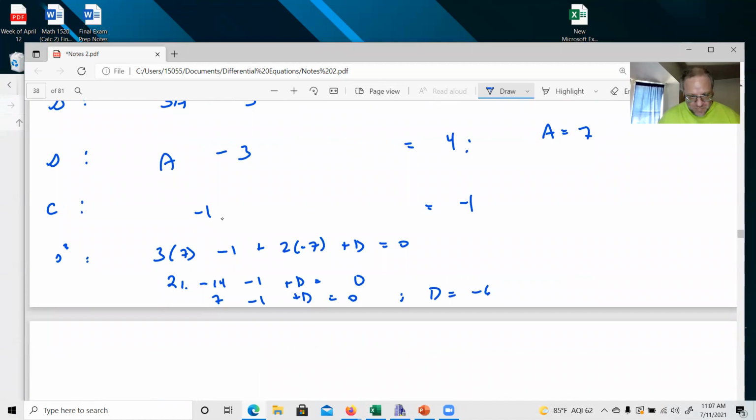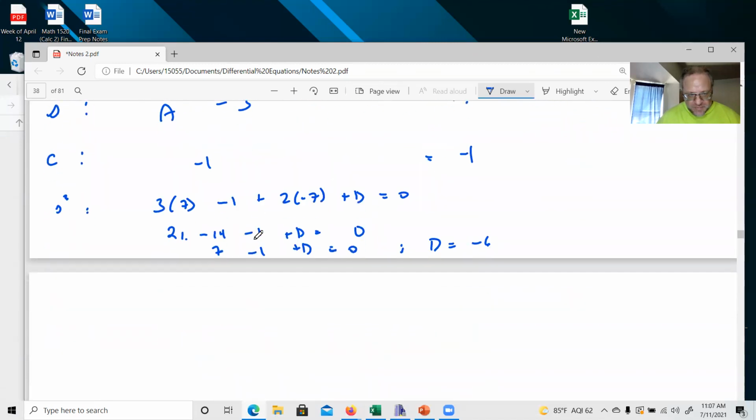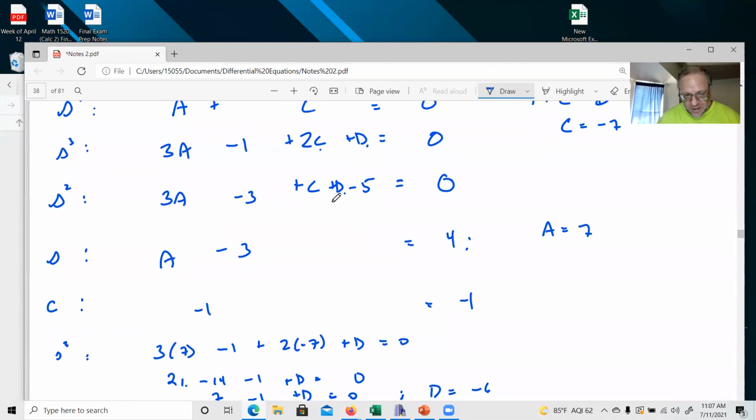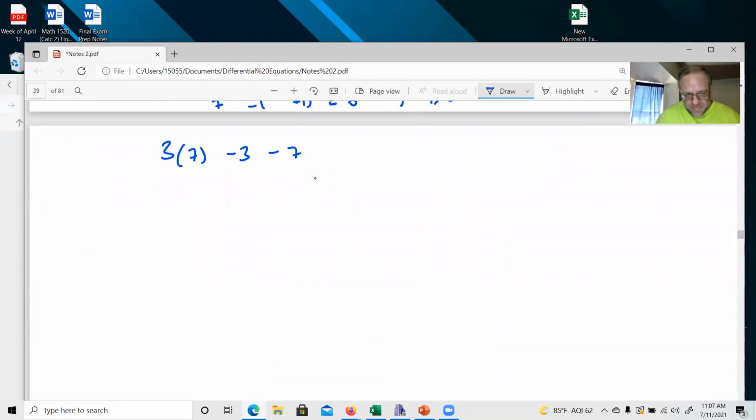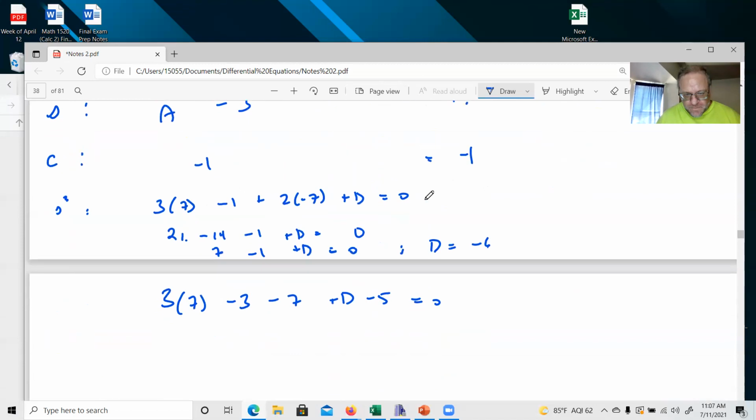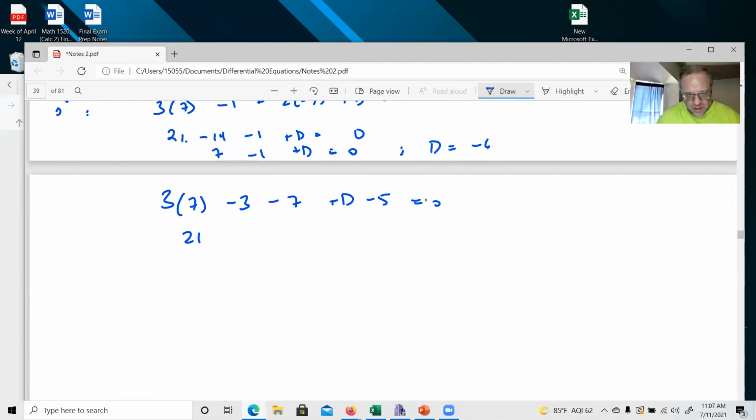So we have 3a, 3 times 7, okay, minus 3, minus 7, because remember c was negative 7, plus d, minus 5 is equal to 0. Right. So what do we have here? We have 21. What do we have? 10, 15 here. 21 from 15. I think that's 6, isn't it? Okay, pretty happy about that because I didn't screw up the arithmetic.